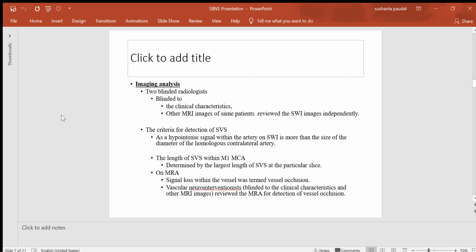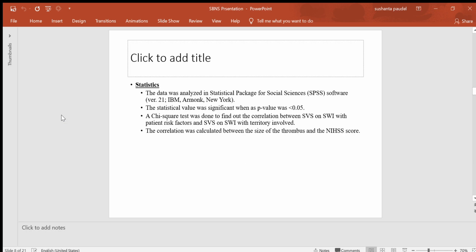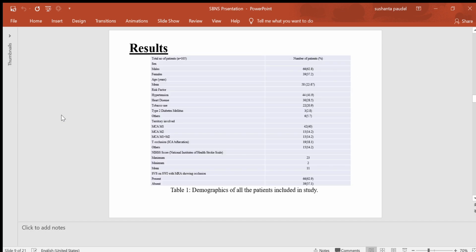This is the MRI protocol. The imaging analysis was conducted by two blinded radiologists, and the MRI images were reviewed by an interventional neuroradiologist, a vascular neuroradiologist. The statistics was performed in the SPSS software. The result found that the total number of patients was 105, and this shows all the results.